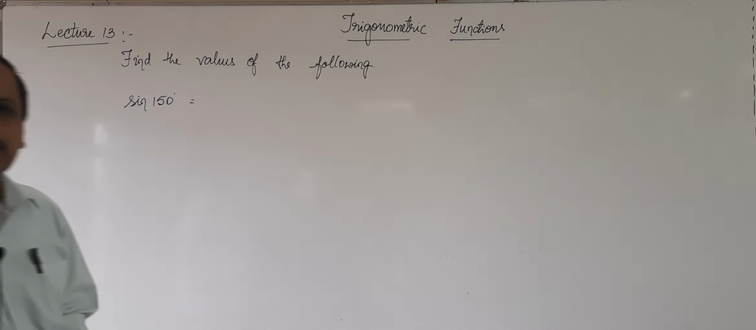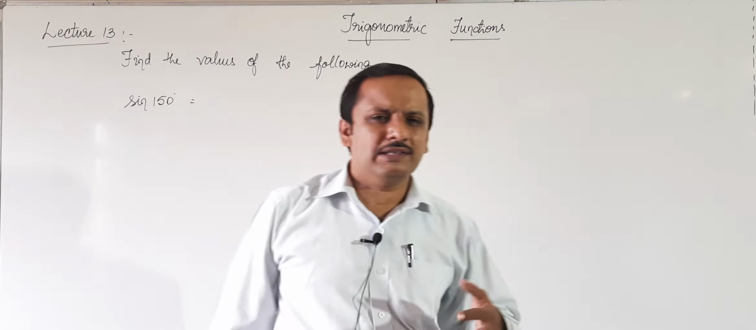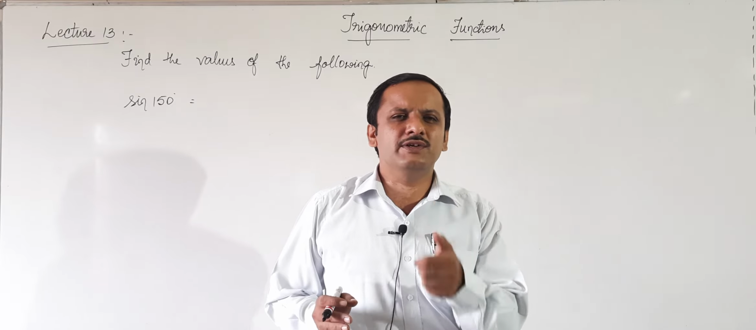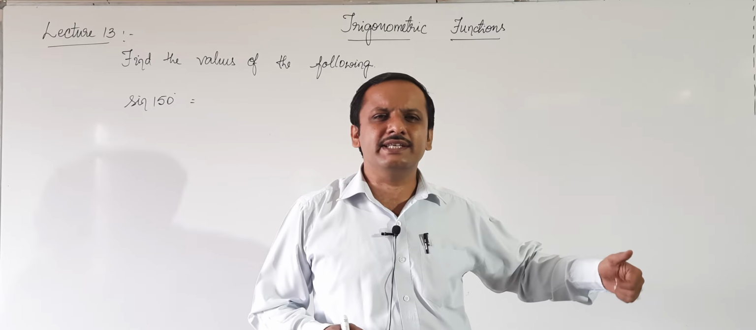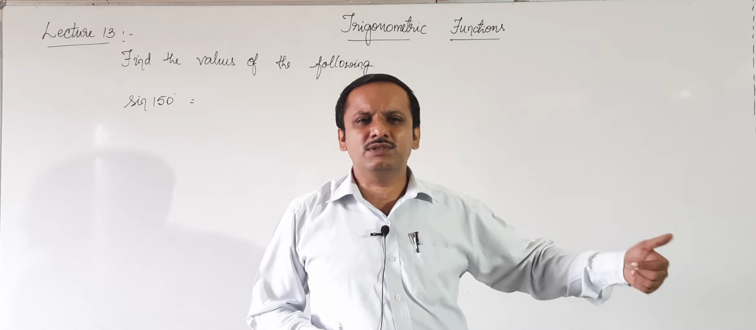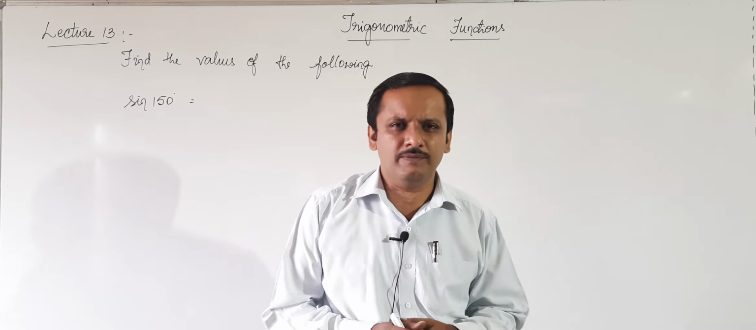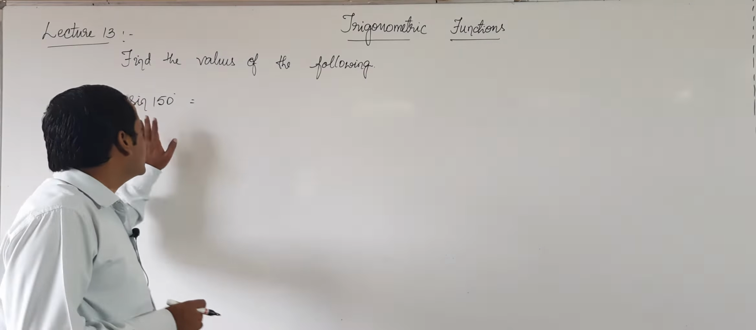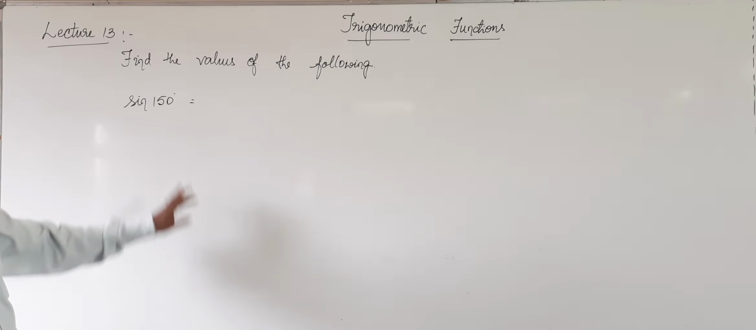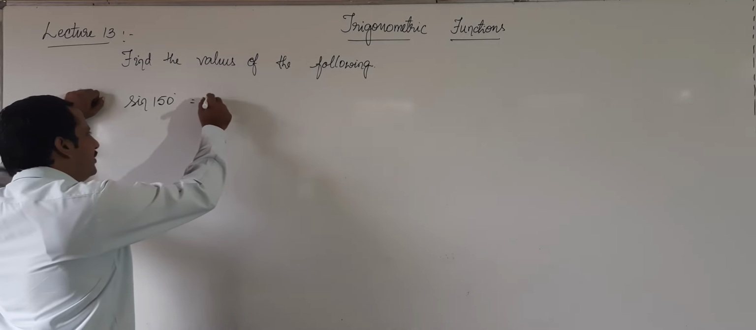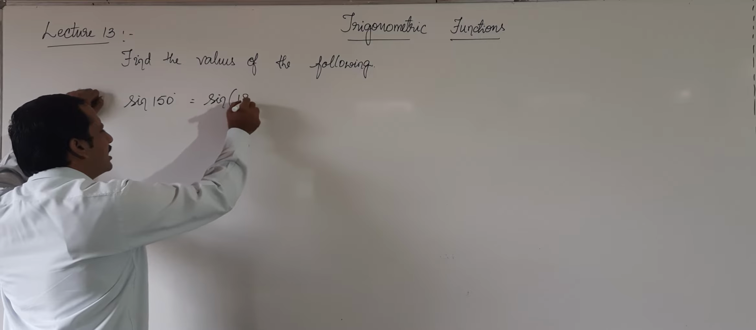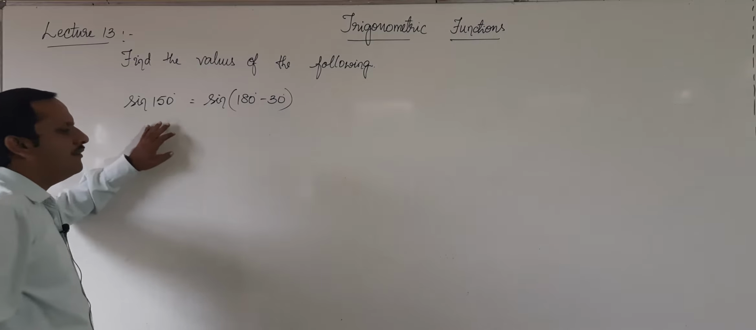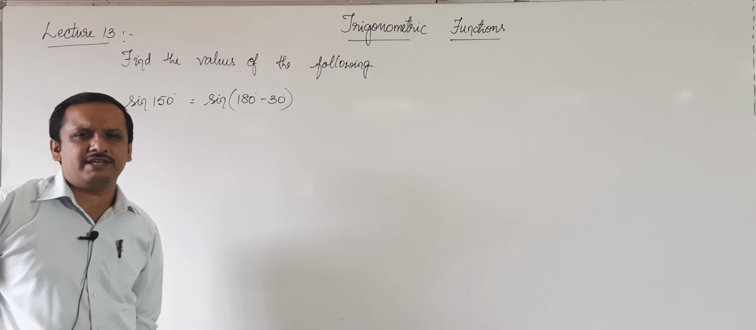So, I am assuming that you know the values of all the trigonometric functions till 90 degree. I mean, the standard angles at 0 degree, 30, 45, 60, 90 degree, and then 180, 270, 360. That much is my assumption. So, with the help of those, let us see how we can solve this problem. Okay, 150 degree. What I do is, I will write this as 180 degree minus 30 degree. Okay, 150 can be written as 180 minus 30.